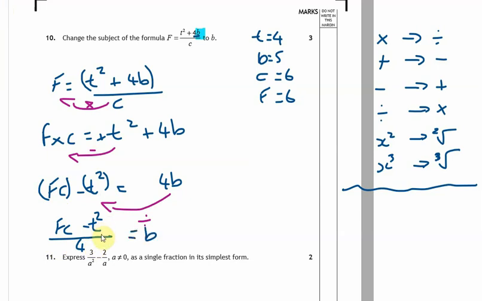Now again, let's check to make sure that makes sense. So f times c, that's 6 times 6, that's 36. Take away our t squared, that was 4, so that's take away 16, divided by 4. So what does this give us then? 36 take away 16 gives us 20. 20 divided by 4 gives us 5. Okay, so I would say as a check, that's good.